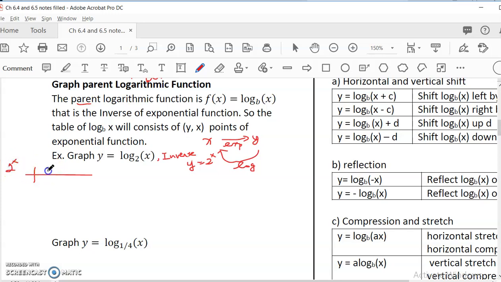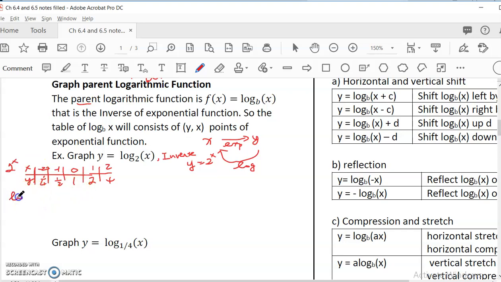So remember how to build it? -2, -1, 0, 1, 2, right? X and y. And then still remember 0, 1, because 2 to the 1 is 2, 2 to the 0 is 1, 2 to the 2 is 4, and this is 1/2, 1/4. Remember in the last section, or actually in 6.2, I think that's how we graph it, right?